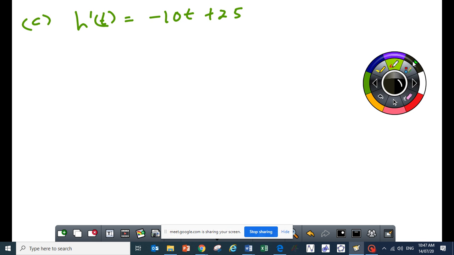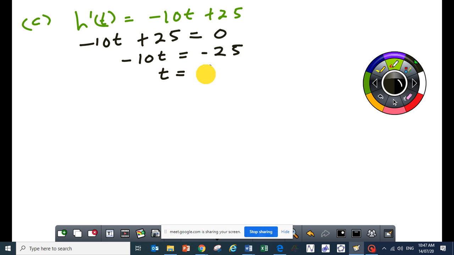Now, since at the maximum height the velocity is 0, because that's where the turning point is, and that's where the gradient is 0 from our previous knowledge, it will be minus 10t plus 25 equal to 0. That's minus 10t equal to minus 25. So t is going to be 2.5 seconds. So when the ball has traveled for 2.5 seconds, it's going to reach its maximum height.